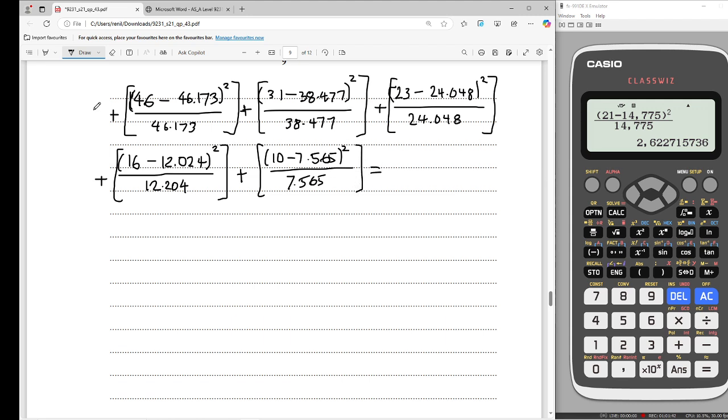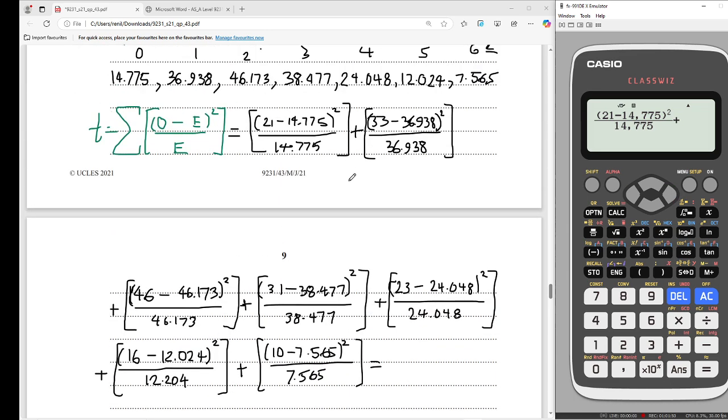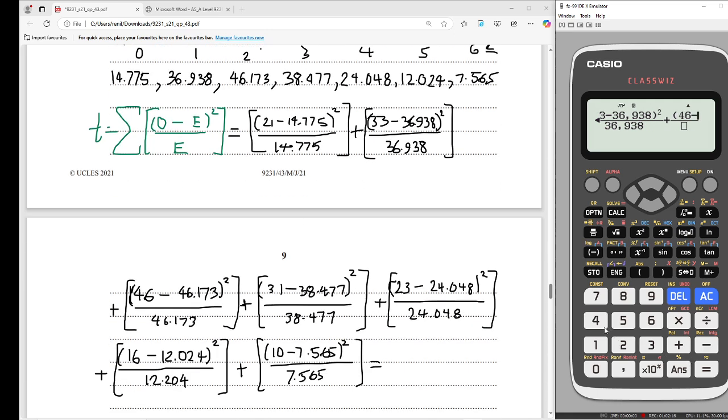Okay, so that's all our values, and now we need to plug in each and every single value of this. It's going to be tedious, but we have to ensure that each and every value is accurate, otherwise we could falter our value. So 33 minus 36.938, that is the frequency, whole square the difference, divided with 36.938, add this on with 46 minus 46.173, whole square that, and we have to divide this with the same expected, so 46.173, add this on with 31 minus 38.477, and we find the difference between the two, whole square it, and go back to 38.477.